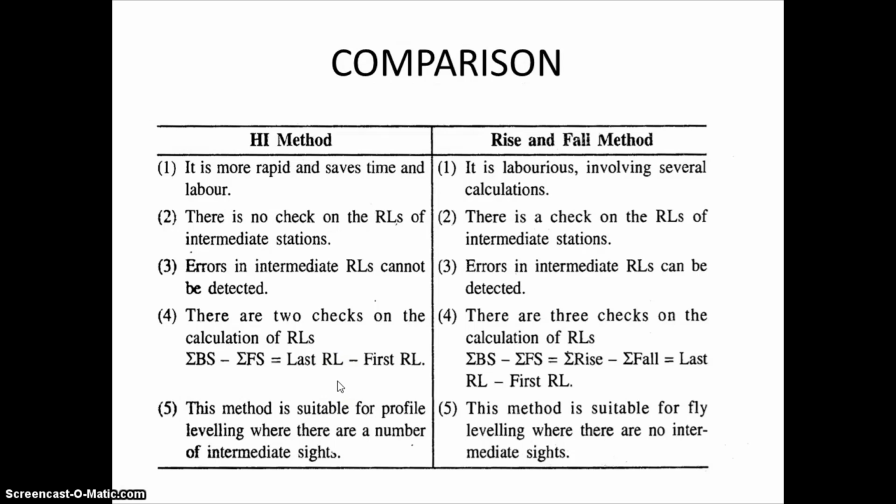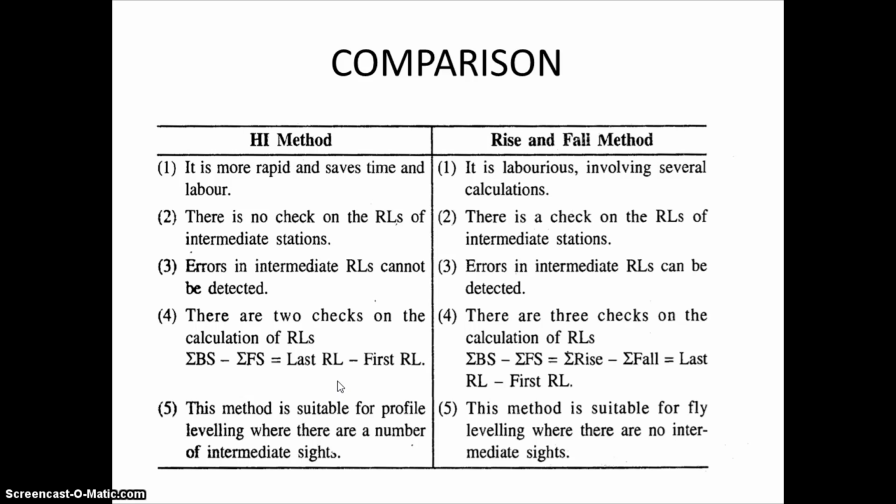So now there is one comparison given between HI method and rise and fall method. There are 5 points listed. You can see in HI method, what is that? It is more rapid and saves time and labor. Whereas in the case of rise and fall method, it is laborious, involving several calculations.